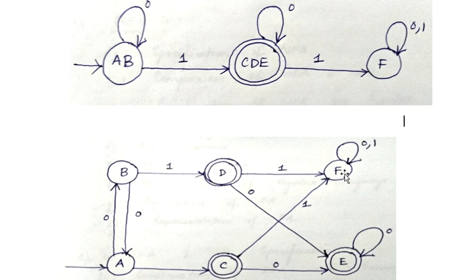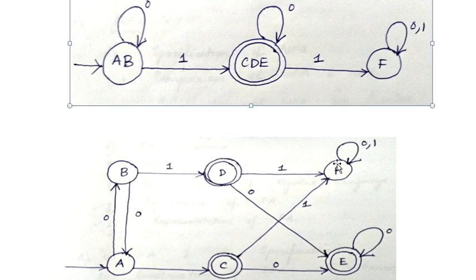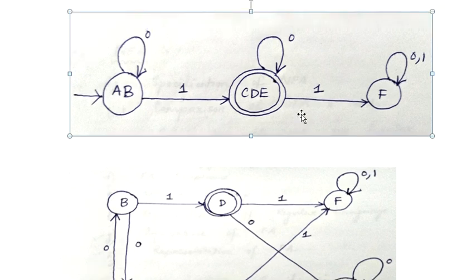Clear? Now F on input 0 remains as it is, because F has 0 and 1 as a self loop. So this is the final diagram that you have got after minimizing these 1, 2, 3, 4, 5, 6 states. 6 states have been minimized into 3 states. So this is how you need to work it out, the minimization of a DFA by using the Myhill-Nerode theorem.